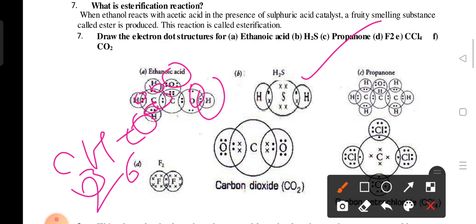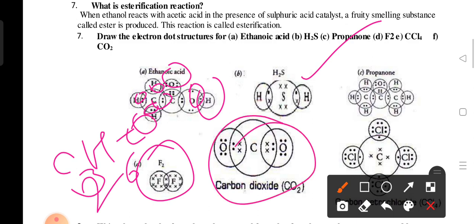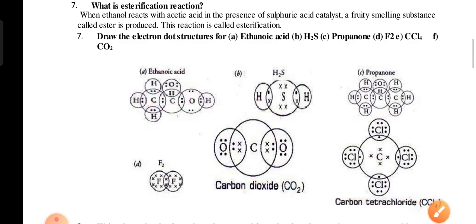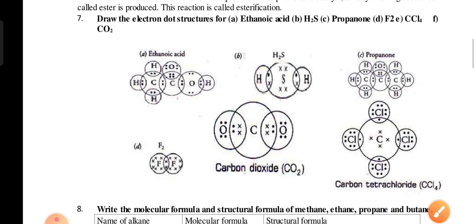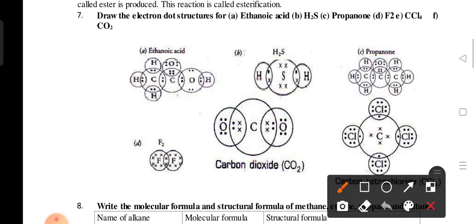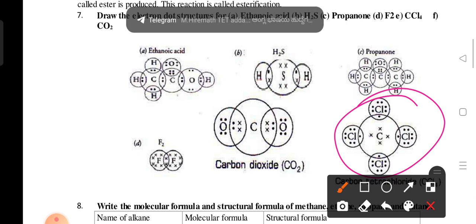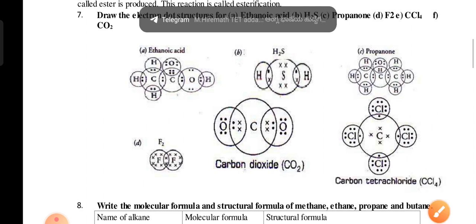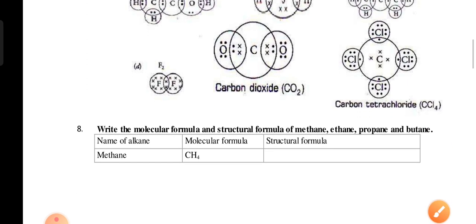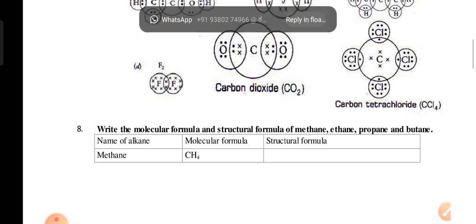Next one, fluorine, F2. Okay, sharing of electrons, it's an electron dot structure. Carbon dioxide, okay, electron dot structure. Then carbon tetrachloride, it's an organic solvent. In its dot structure, carbon shares its 4 electrons with 4 chlorines, CCl4. Okay, definitely 2 marks come on electron dot structure.